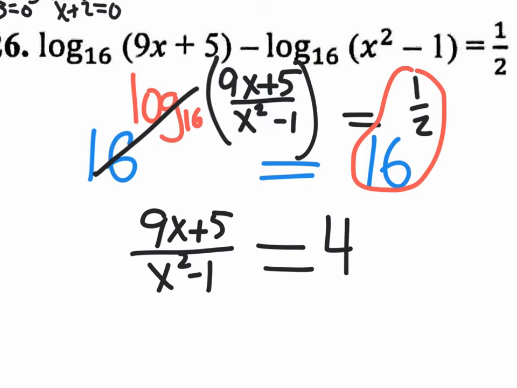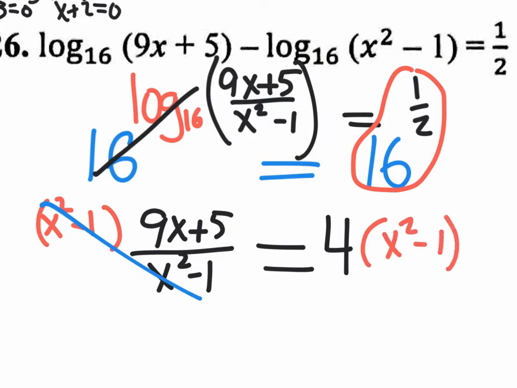Okay, so at this point, I want to solve for x, but the problem is x is in the denominator of the fraction on the left side, so I don't want that x squared minus 1 down there. I'm going to multiply both sides by that exact binomial x squared minus 1. That way, it truly does cancel out. But what I do to one side, I have to do to the other, multiply by x squared minus 1. Okay, so on the left side, I have 9x plus 5. And on the right side, I have 4x squared minus 4.